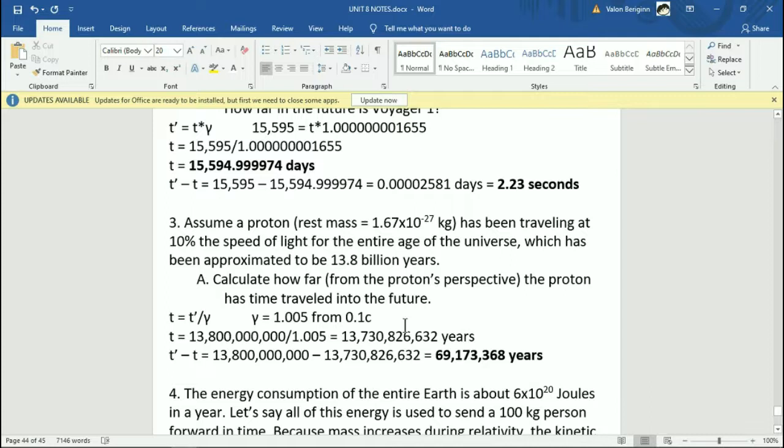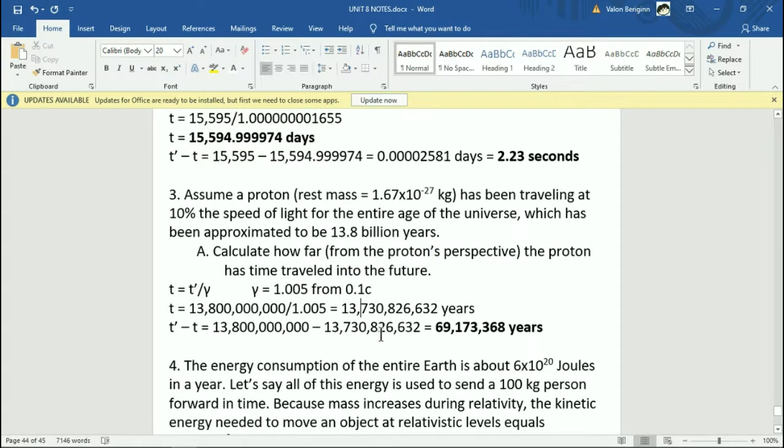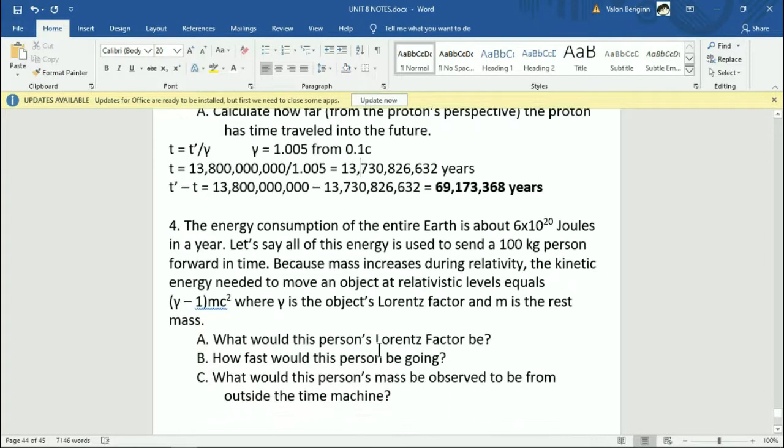Granted, again, this is moving at 10% the speed of light for this long, which is less than, well, it's about 0.5% of difference. So, yeah, it's not very much compared to 13.8 billion years, but compared to us, that's a lot of time. So that's something. All right, here's the ridiculous one.